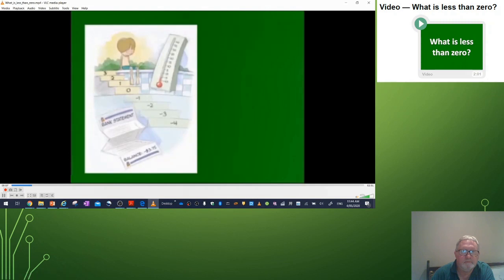There is a thermometer, bank statement, and a boy sitting by a swimming pool. In each image, there are numbers that are less than zero. Numbers that are less than zero are called negative numbers. They are the opposite of positive numbers. Negative numbers are whole numbers. They are not fractions. Negative numbers are written with a minus symbol placed on the left side of the number. This number is read as -2.